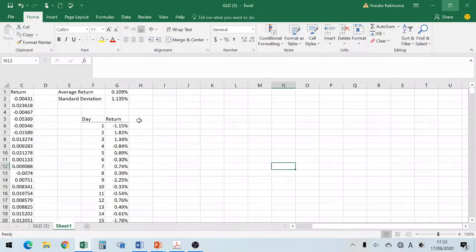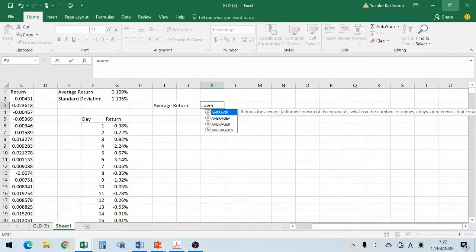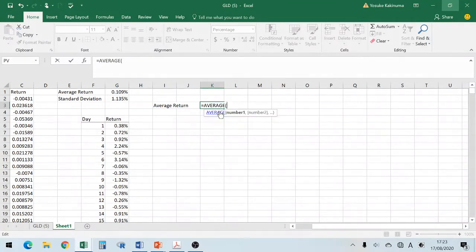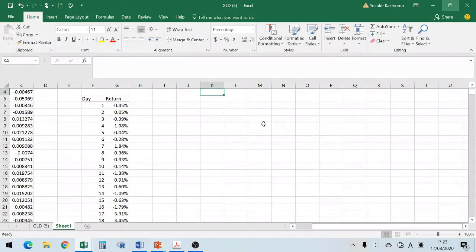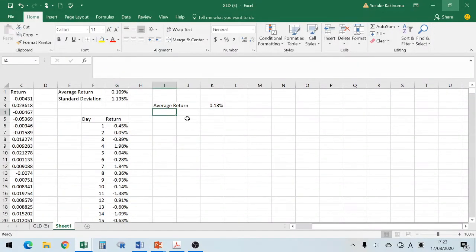Okay, so you have these simulated returns for the next 500 days. I want to know the average return for the next 500 days. So average is equal to, you just select these. All right, so the average return for the next 500 days is going to be 0.13%, which is not too different from the last 1 year, right? Which makes sense.